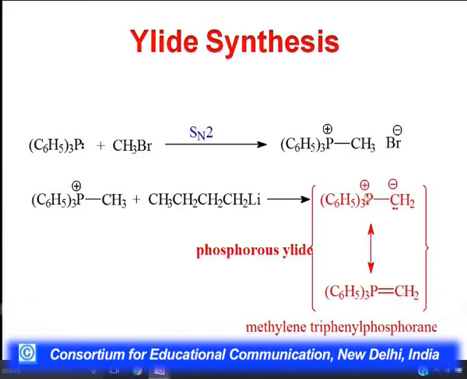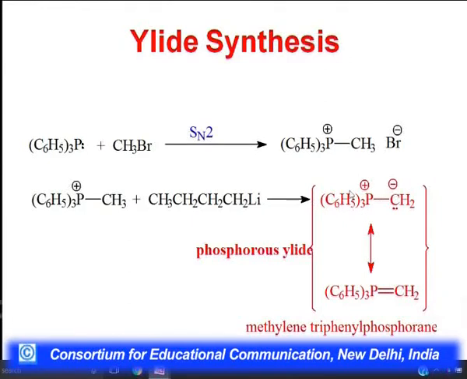Now the question is, why is this hydrogen acidic in nature? See, if we remove hydrogen from this carbon, we get this intermediate, and this intermediate is stable because in this the negative charge on the carbon can react with the positive charge on phosphorus. So this is a stable base. Hence, this hydrogen is acidic in nature.